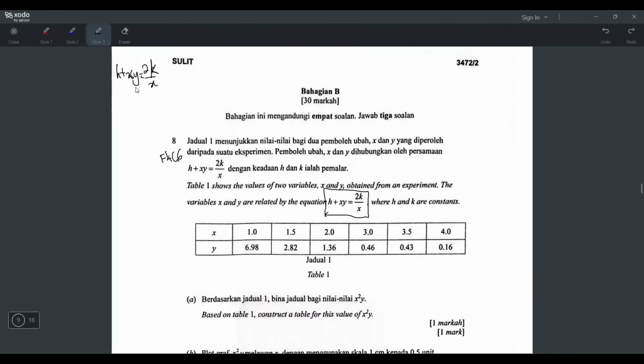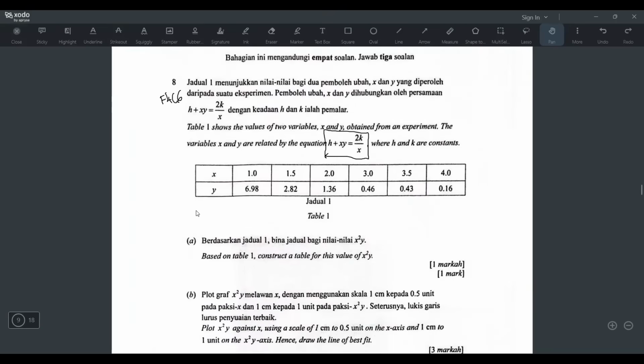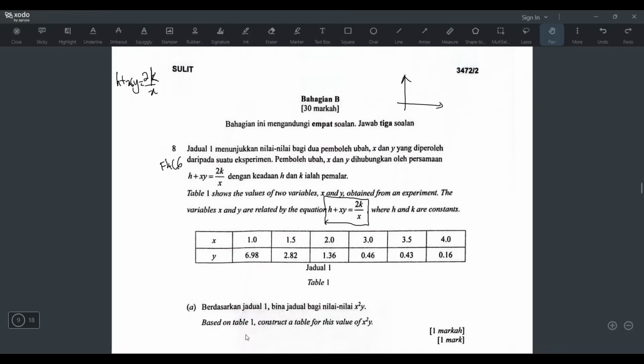The method I always teach my students to change to linear form is to always look at the y-axis of the graph. And you can actually know the y-axis if you take out part B. They will tell you to plot something against something, and from there you can see already what your y-axis is. So it's x squared y against x. That means the graph's y-axis will be x squared y and the graph's x-axis will be x. So we can use this to guide us to get our linear form, y equals mx plus c.